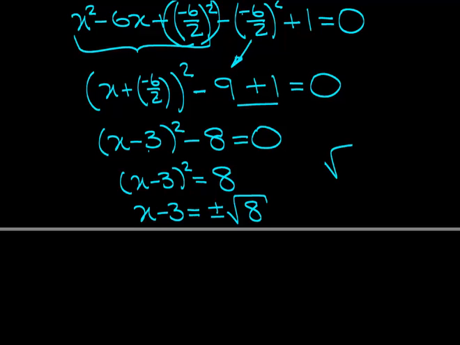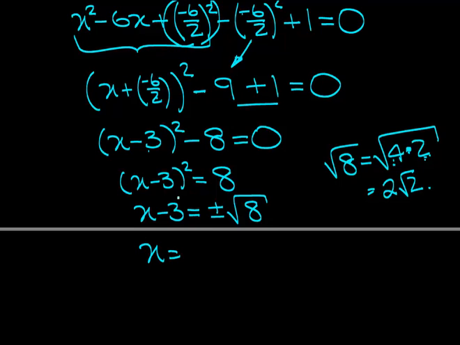Now remember, 8 can be broken down. Always simplify your answers. 8 is what? 4 times 2. Since 8 is not a perfect square, can I write it as a product of two numbers when one of them is? Sure, it's 4 times 2. What is the square root of 4? 2. So we get 2 square root of 2. So I get x is equal to, I'm going to move the 3 over because I want to solve for x, 3 plus or minus 2 square root of 2. There's your answer.